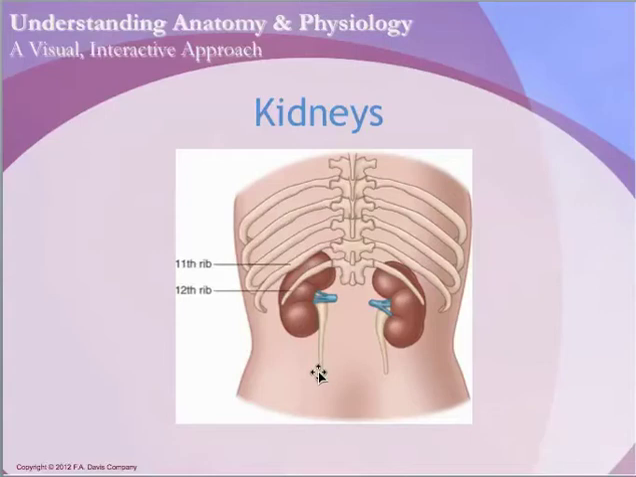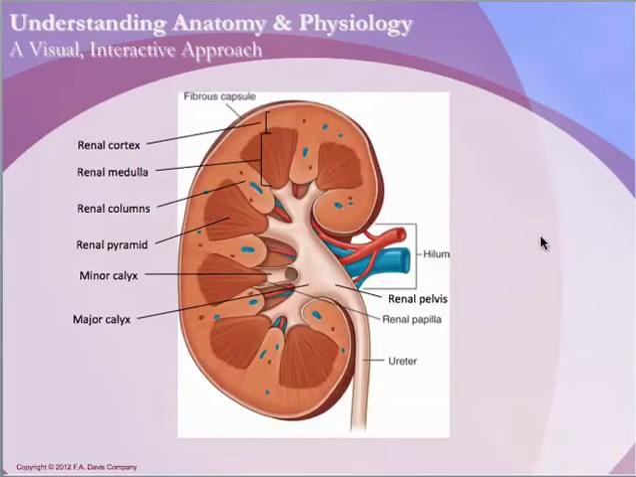They extend from the level of the T12 vertebrae to the L3 vertebrae. They lie lateral to the spinal cord, so they sit very rear in our body. The right kidney sits a little lower than the left because of the liver, which occupies the space above it. And then we have structures entering and leaving the kidney here in this concave area called the hilum. We'll see that better on this picture here.